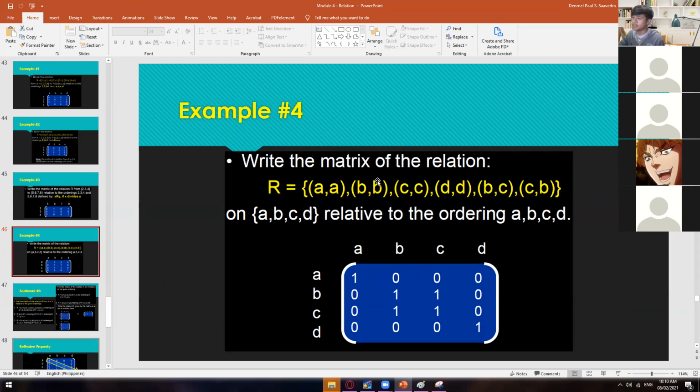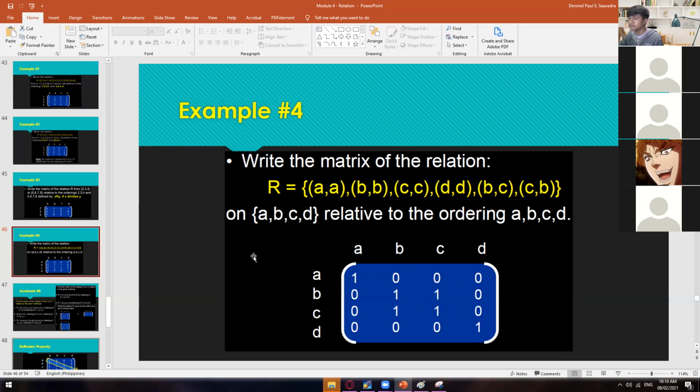So write the matrix of the relation AA, BB, CC, DD, BC, and then CB on ABCD relative to the ordering A, B, C, and D. So no problem when it comes to ordering. So ABCD and then ABCD. So we have here the AA, BB, CC, DD, BC, and then CB. So as you can see right here, this one is reflexive, having one for the AA, BB, CC, and then DD. And then this one is also, we call this one, symmetric. Okay, because we have BC and then we have CB.